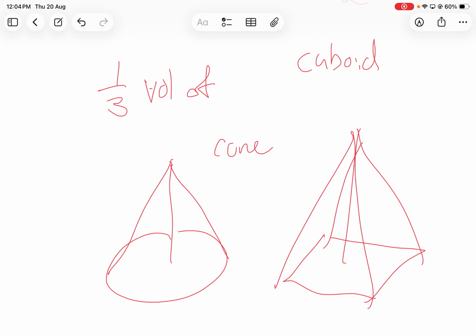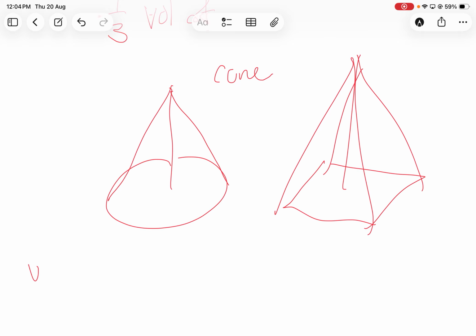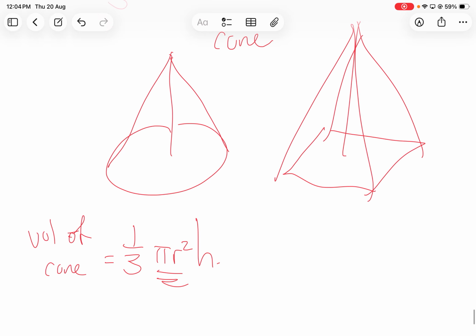Okay? Then in your exam, they never give you the volume of a pyramid, but they give you the volume of a cone. And for the volume of a cone, they tell you 1/3 pi r square h. What is pi r square actually? Pi is normal. Pi r square is the area of a circle. Okay? So actually from the volume of a cone, what is this? Base area.